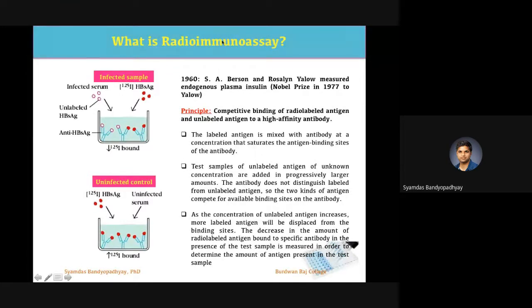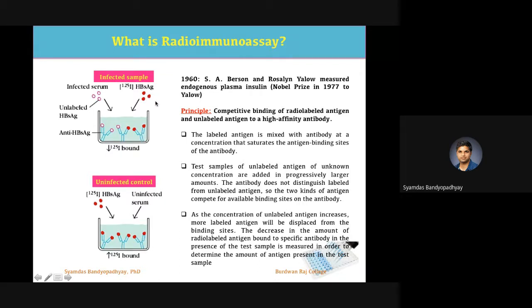The principle of radioimmunoassay is based on the competitive binding of radio-labeled antigen. So here you have a radio-labeled antigen. We call it radio-labeled because this antigen has some kind of radioactivity.